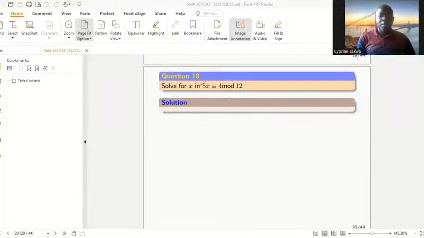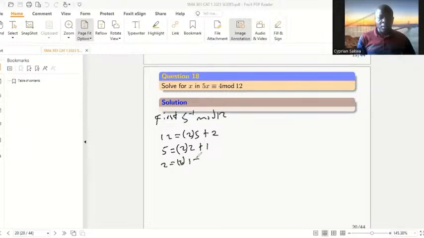So the question is, can I find x? I still want to use the inverse. Let me find the inverse. First find the inverse of 5 modulo 12. So what is 12? 5 will go there twice and the remainder is 2. What about 2 into 5? The remainder is 1. What about 1 into 2? The remainder is 0.